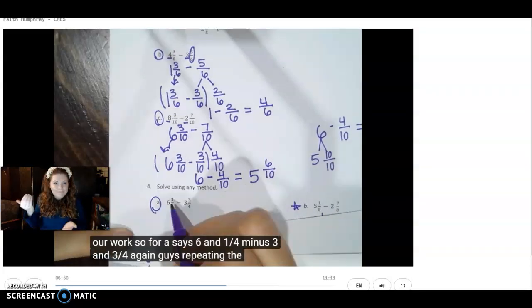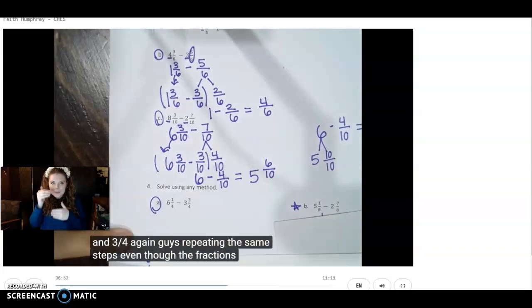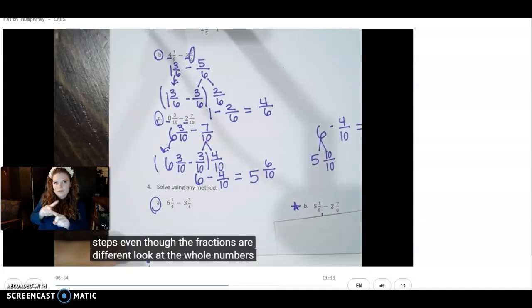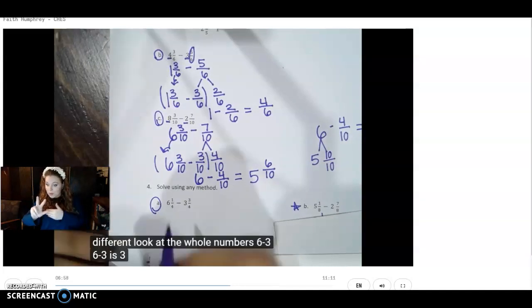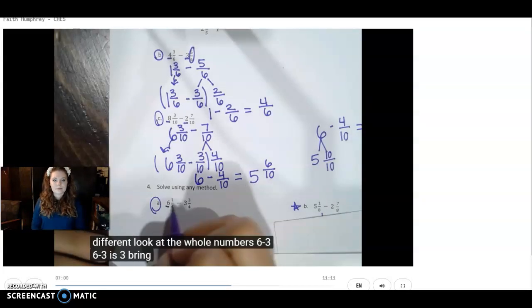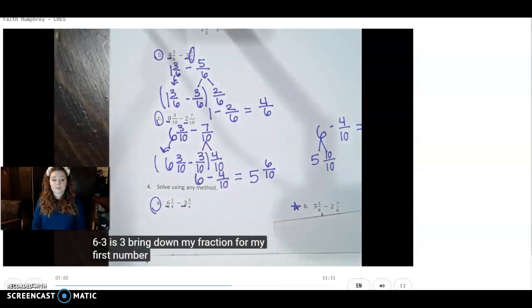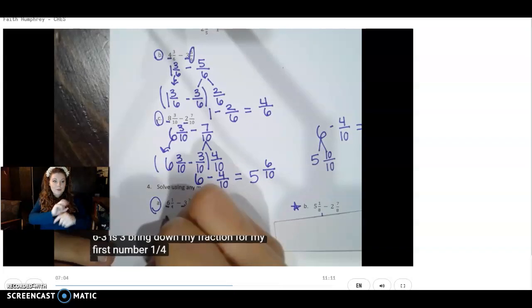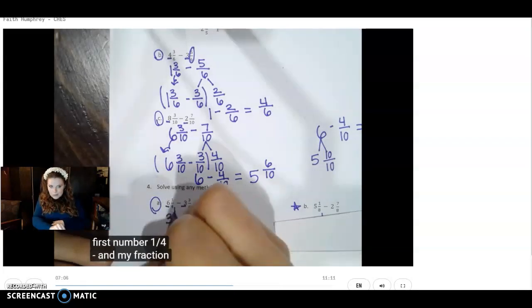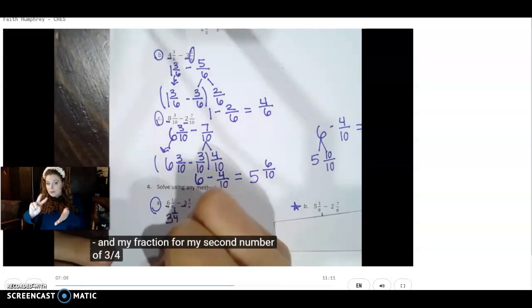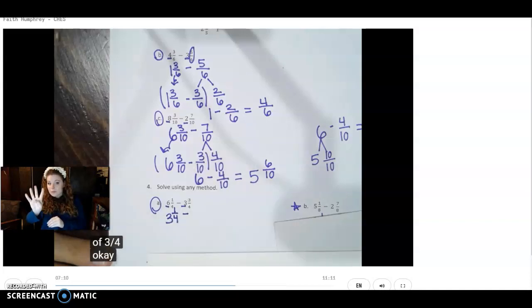Again, guys, repeating the same steps, even though the fractions are different. Look at the whole numbers. 6 minus 3. 6 minus 3 is 3. Bring down my fraction for my first number, 1/4, minus, and my fraction for my second number of 3/4. Okay?